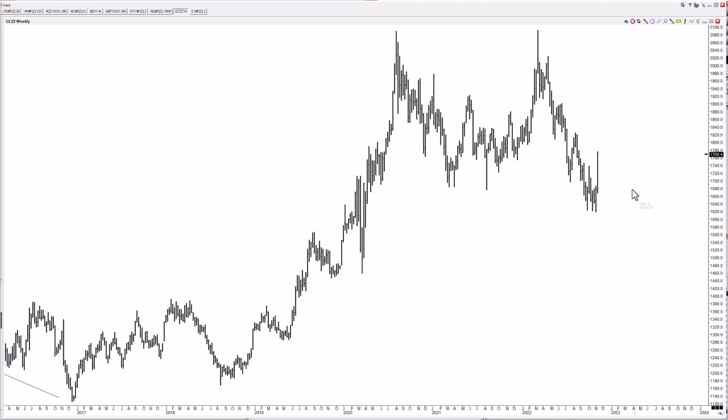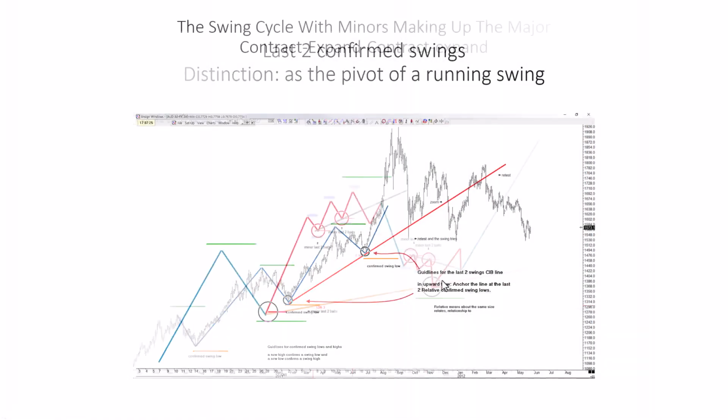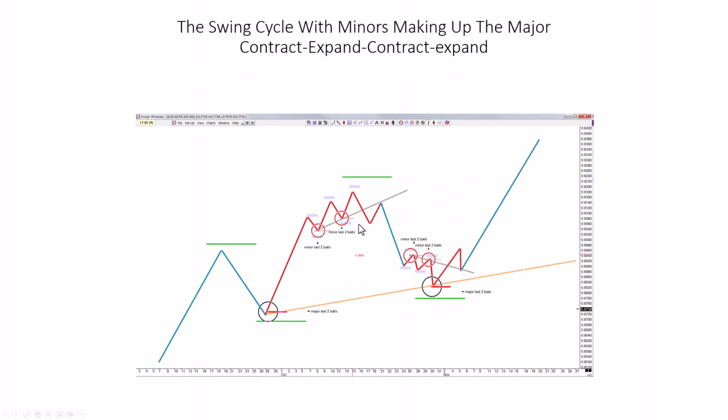and land in a couple confirmed swings. All right, so let's just run through these real quick. This is kind of the idea here, right? You go in with the flow, you wait for two confirmed swings.